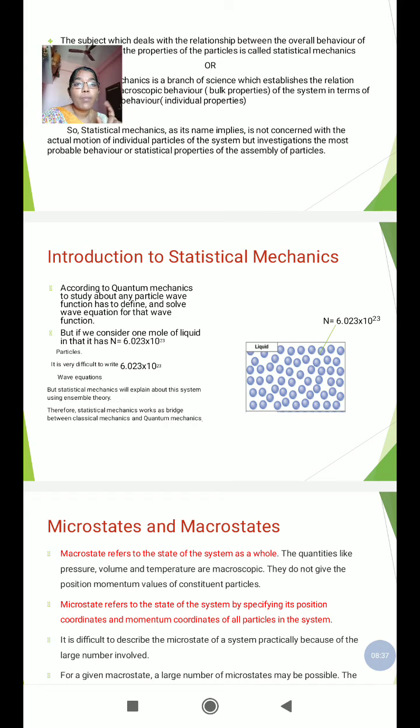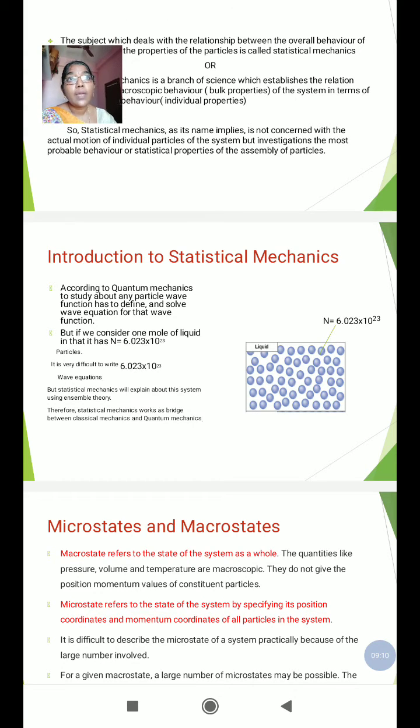But if we have 1 mole of gas or 1 mole of liquid, see here, one example. I am taking a liquid of 1 mole. In that, how many particles are there? In 1 mole of matter, according to Avogadro number, there are 6.023 into 10 to the power 23 particles.